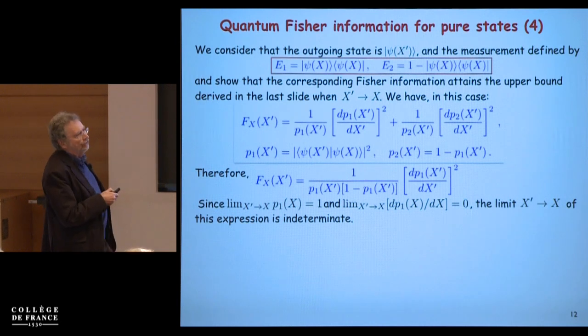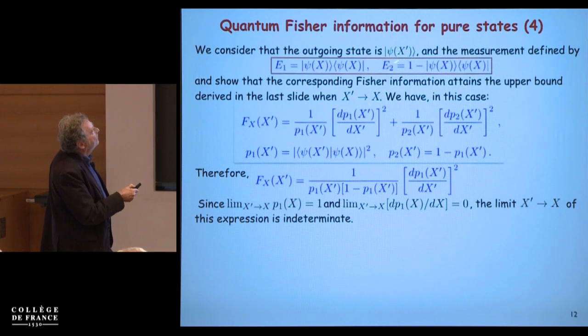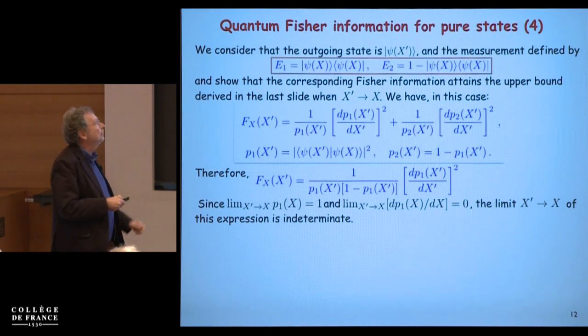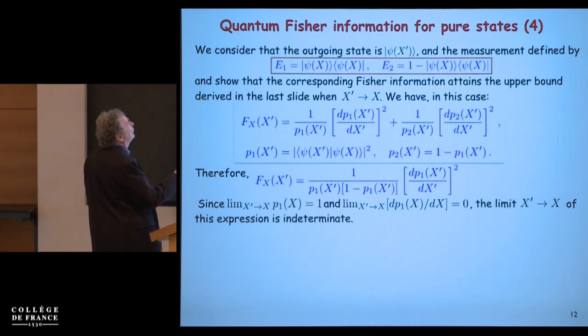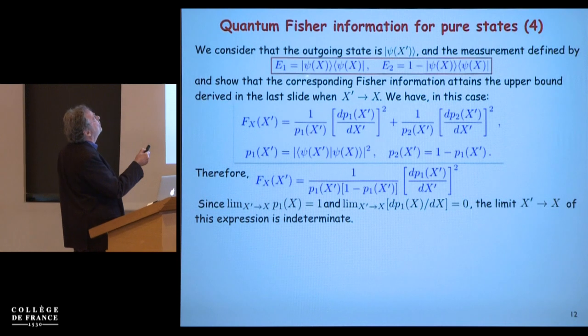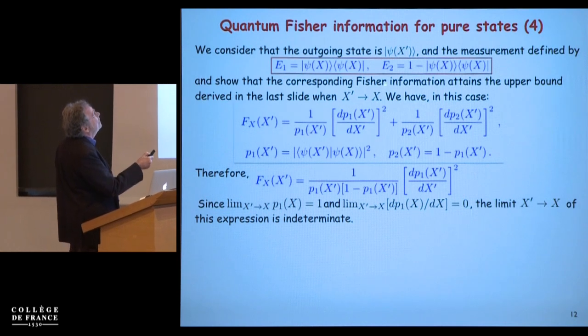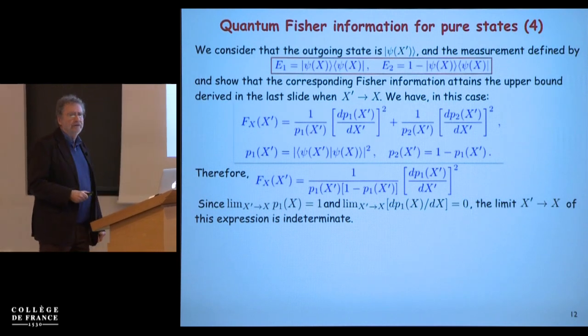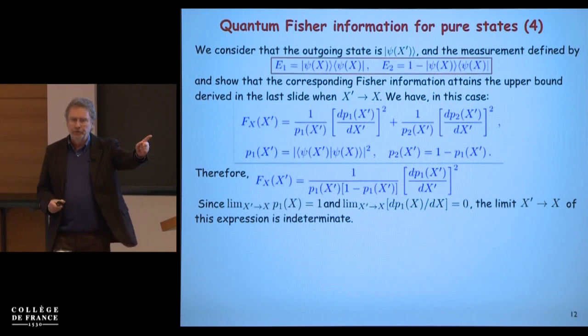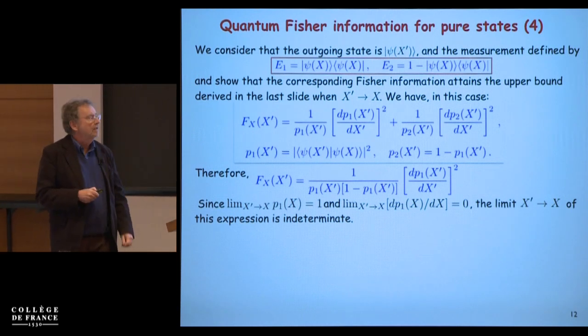So the trick is the following. I will consider that the outgoing state depends on some value of the parameter given by psi of x prime, and we define a measurement given by these two operators, just two operators. One that projects the outgoing state into this state here, and the other that projects the outgoing state onto the orthogonal space. Okay?